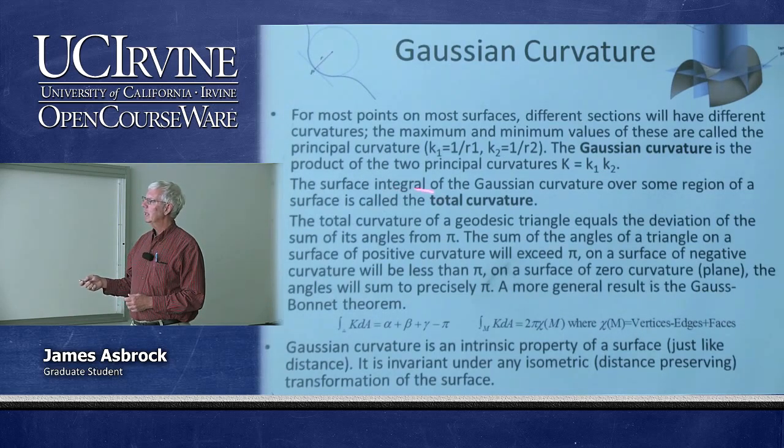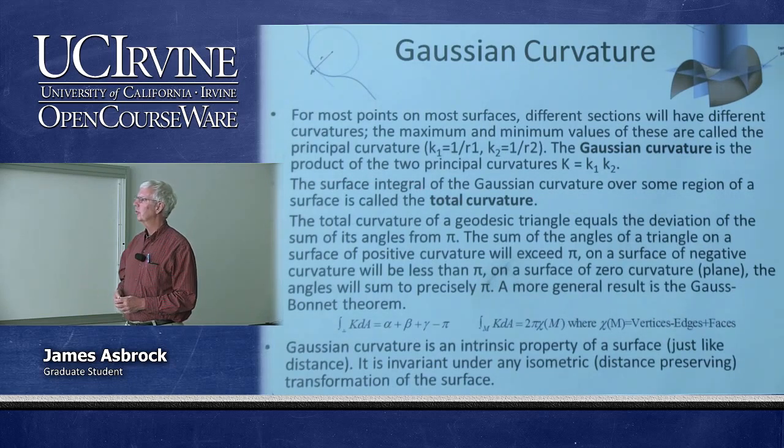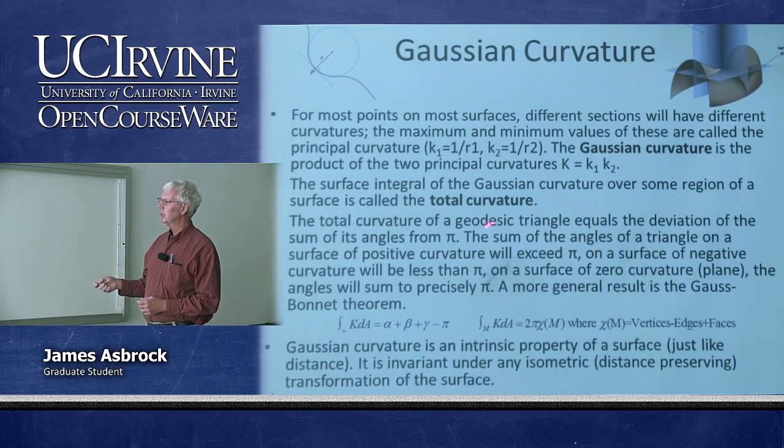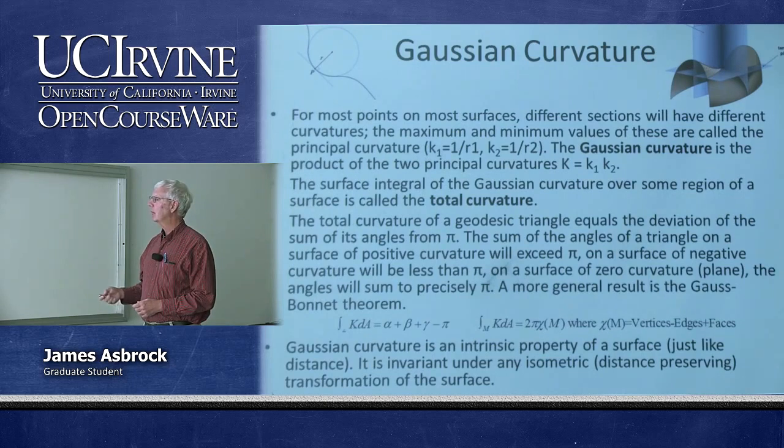So if you take the surface integral of the Gaussian curvature over some region, it's called the total curvature. And if you look at the total curvature over a geodesic triangle, you come out with the observation that if the curvature is positive, like in a sphere, the sum of the angles will exceed pi, while if the curvature is negative, it will be less than pi, or if the curvature is 0, it's exactly equal to pi.